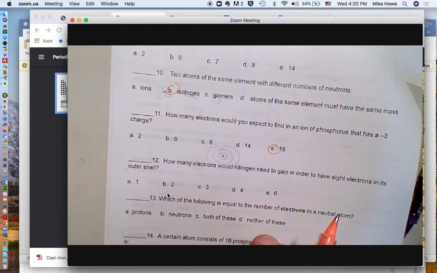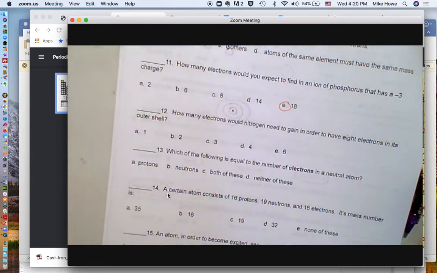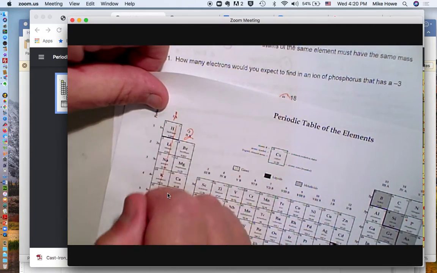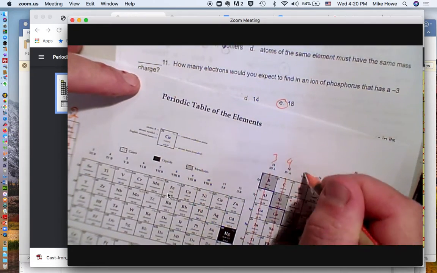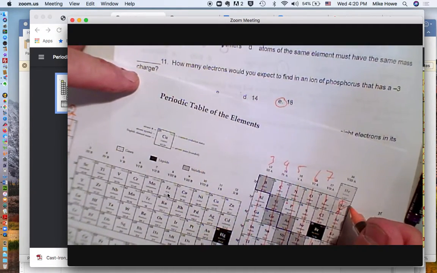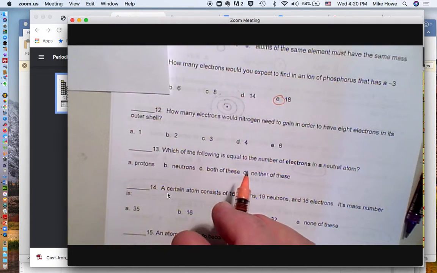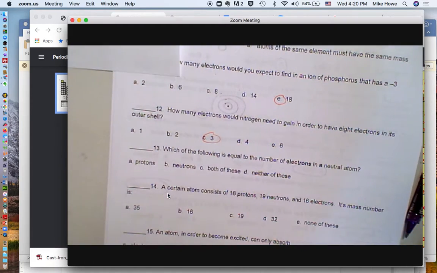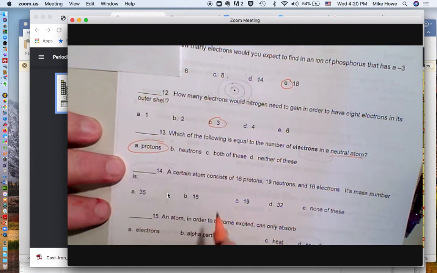So how many electrons would nitrogen need to gain in order to have 8 electrons in its outer shell? Remember that everything in this column has 1 electron in its outer shell. That column is 2. So 1, 2, 3, 4, 5, 6, 7, 8, except for helium, which only has 2. All right, so nitrogen has 5 in its outer shell, so it's going to need to gain 3, which is equal to the number of electrons. If it's neutral, the electrons equal the protons.